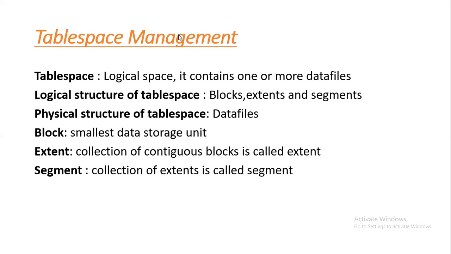Coming to the physical structure of the table space: data files. The physical structure of the table space is data files. When we create a table space, we mention the data file name. Without the data file, we don't have any table space. That is the meaning of physical structure of the table space. At least one data file should be there for a table space. We cannot create the table space with zero data files. A minimum of one data file is required for creating a table space.